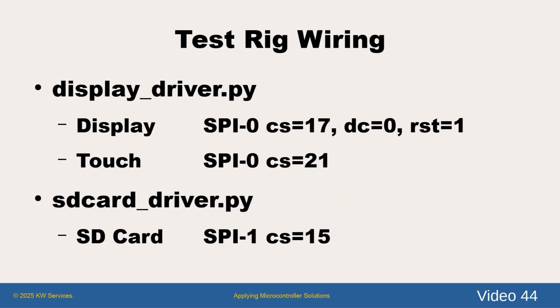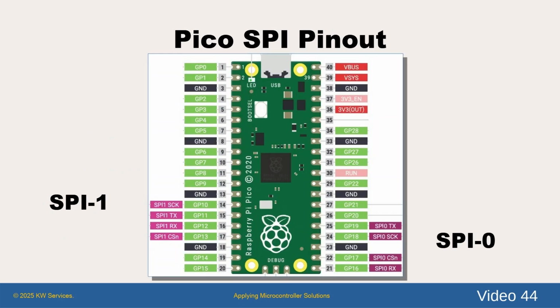The next 3 slides summarize the test rig hardware wiring. Most of the configuration is defined in the files called display_driver and the SD card_driver. This video's example does not need the SD card driver, but it's included here for completeness. Notice that the ILI 9341 display and touch use SPI 0 and the SD card uses SPI 1. This picture of a Pico demonstrates where the SPI pins are located.